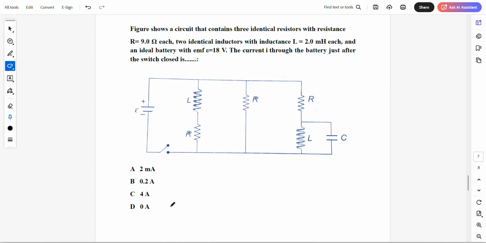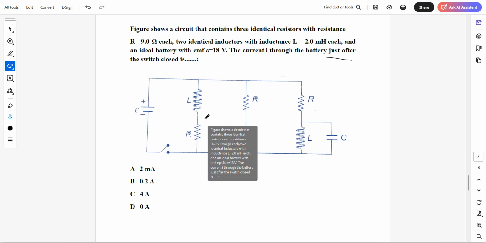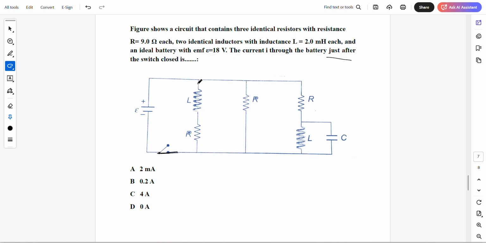It is saying the figure shows a circuit that contains three identical resistors. Again, the same thing. Just see the current I through the battery just after the switch is closed. If the switch is closed, this will be open circuited. L is open circuited, no current flows here. And this is open circuit.